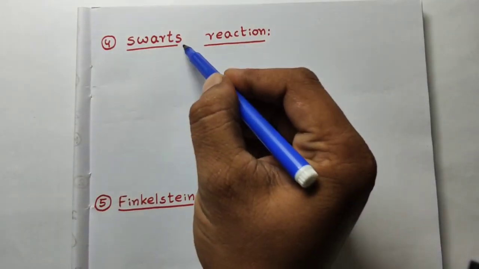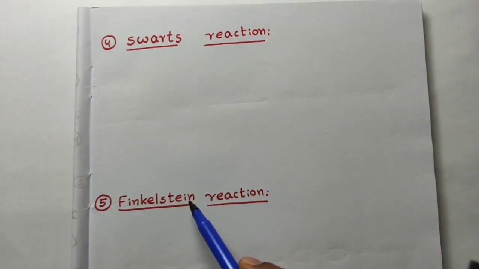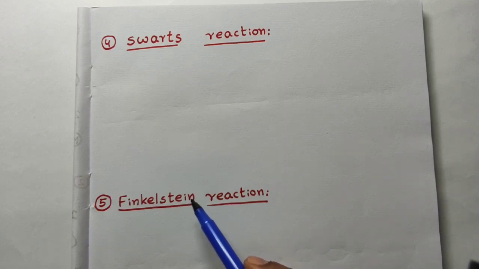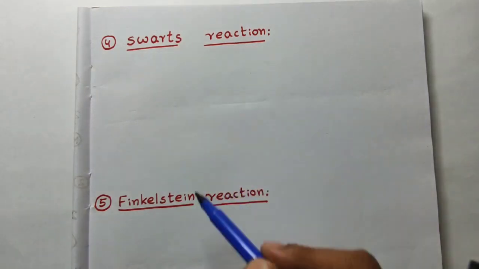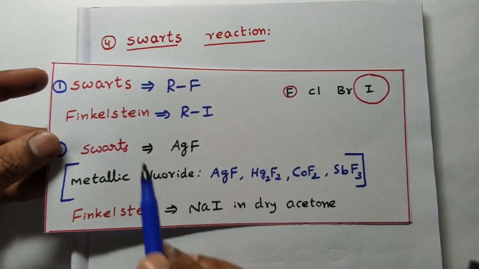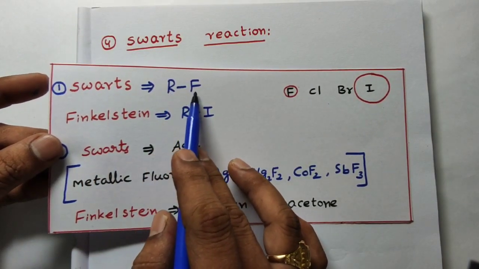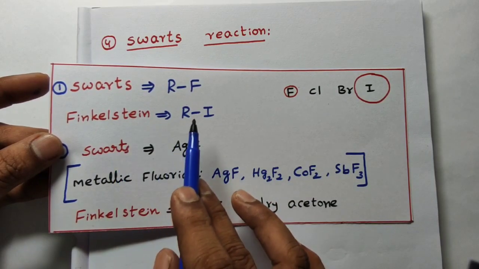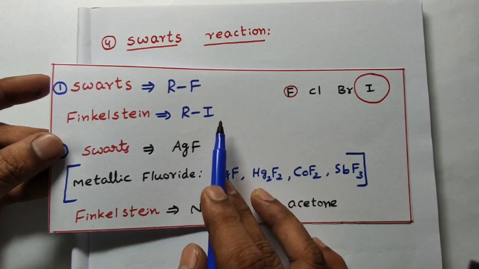Next two reactions, Swarts reaction and Finkelstein reaction. Both are halogen exchange reactions. Let us compare and learn these two reactions. Look at this. First remember these points. In Swarts reaction, alkyl fluoride is prepared. In Finkelstein reaction, alkyl iodide is prepared.